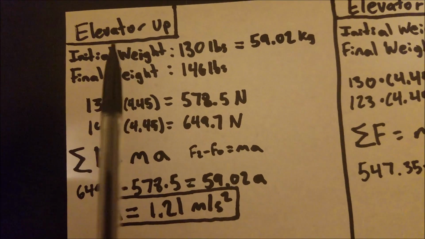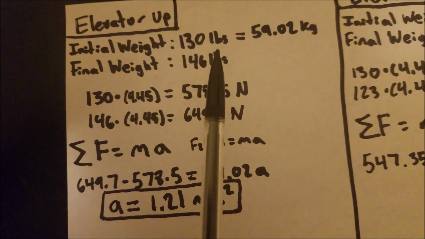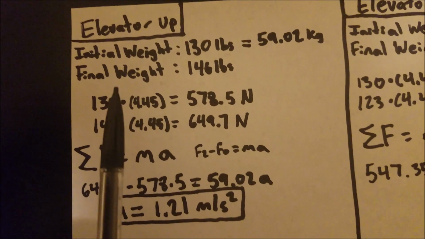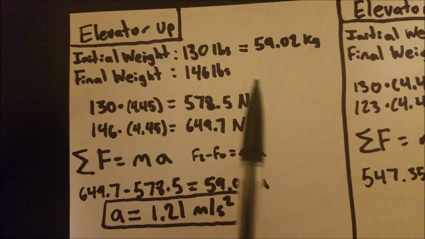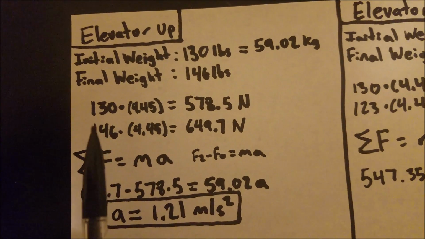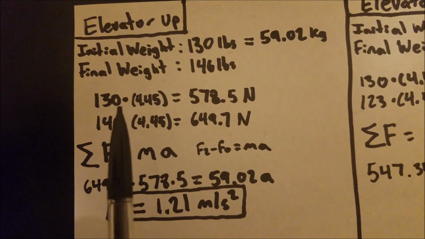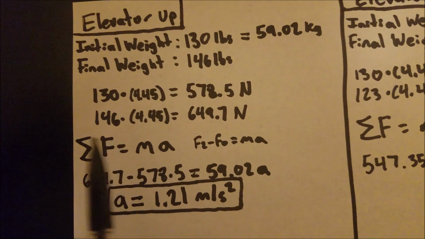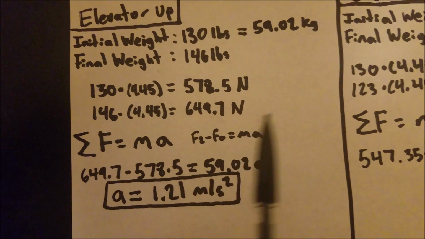For the elevator going up, our initial weight is 130 pounds, which equals 59.02 kilograms. The final weight of Joseph is 146 pounds. And here we converted both those weights into newtons. The initial weight was 578.5 newtons, and the final weight was 649.7 newtons.